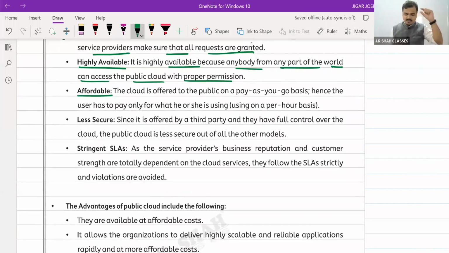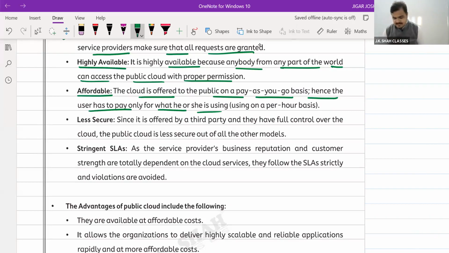Only for the resources which we use. That means it's purely affordable. This cloud can be affordable as we purely go for pay per use basis. Hence, the user has to pay only for what he or she is using. Understood? Yes, sir. Next, less secured.